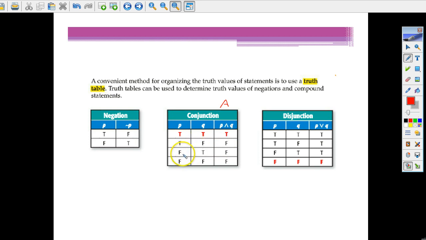Okay. So you have a false and a true statement. If one of them is false, it's going to be false. If they're both false, false and false will make it false.